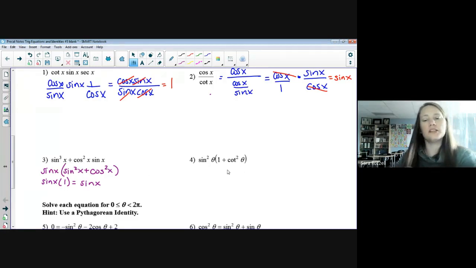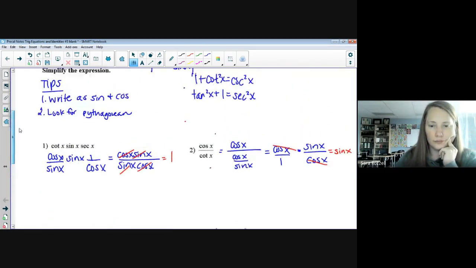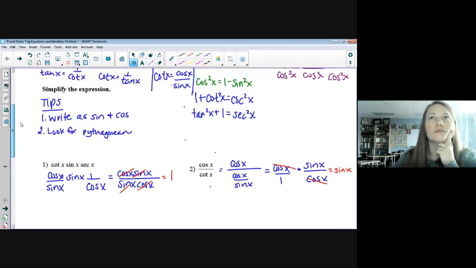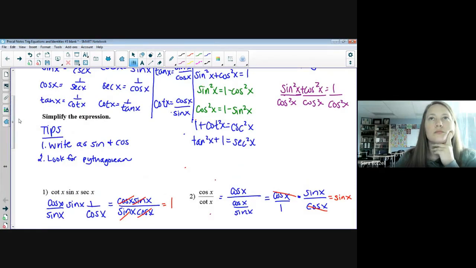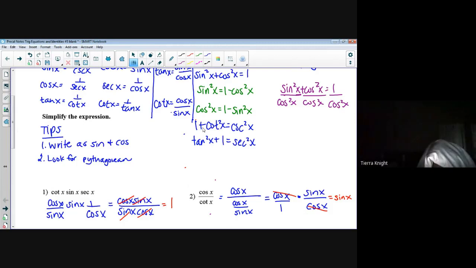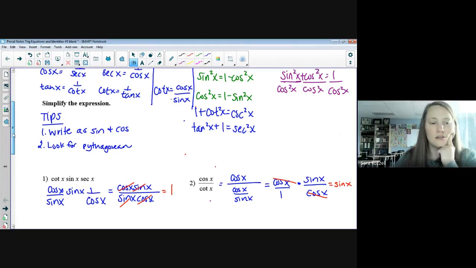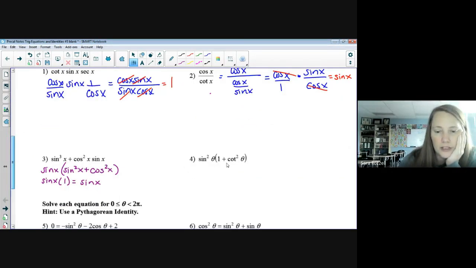Okay, one more that we're simplifying. This one looks like it was already factored for us. That was surely nice of them. I have 1 plus cotangent squared. Do you see 1 plus cotangent squared anywhere? Cosecant squared. Yep. So that's going to become cosecant squared. So sine squared. I guess these are thetas. That's okay.